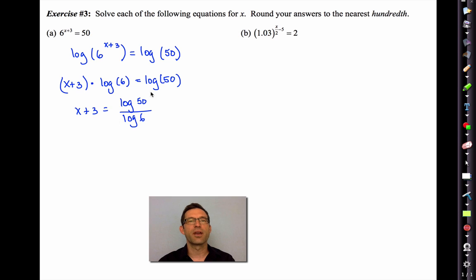Now you could evaluate that on your calculator, but I wouldn't. I would just leave it, because then I will get rid of that plus 3, right, like that. And then I'll enter all of this on my calculator at once. Log of 50 divided by log of 6 minus 3. Now, if you haven't already tried this, try this really quick, and then I'll give you the answer so you can check yourself.